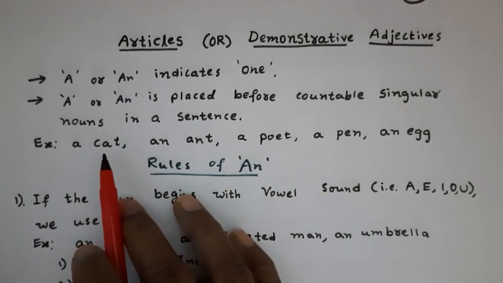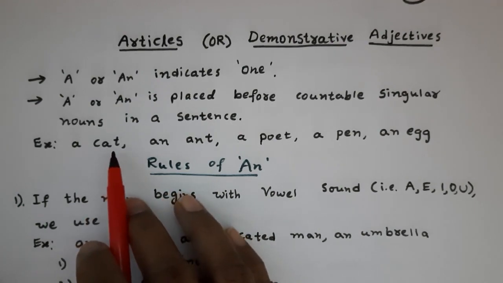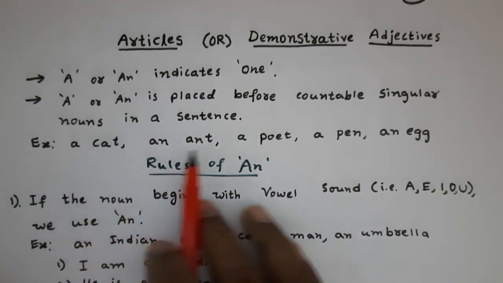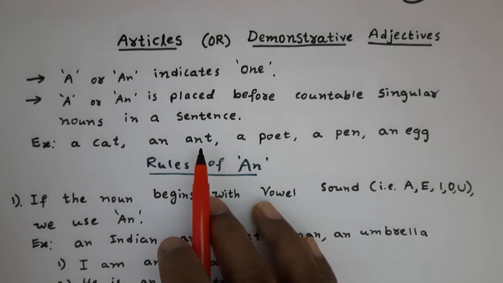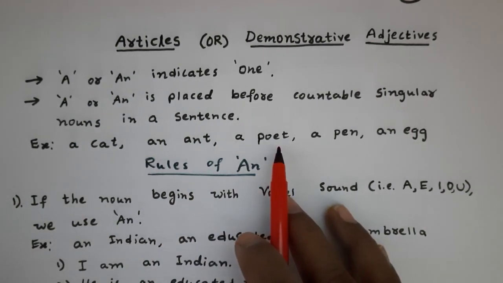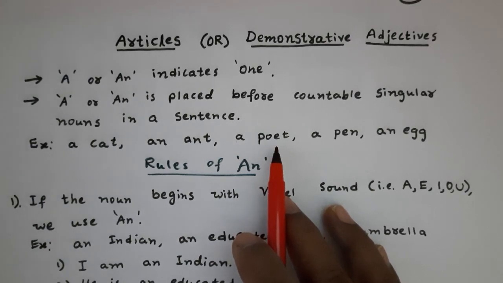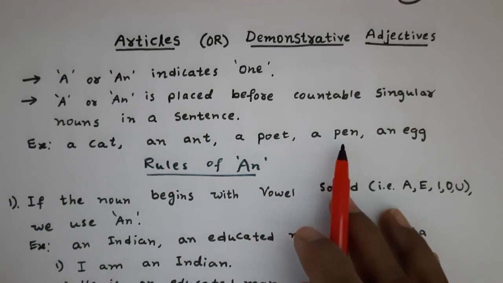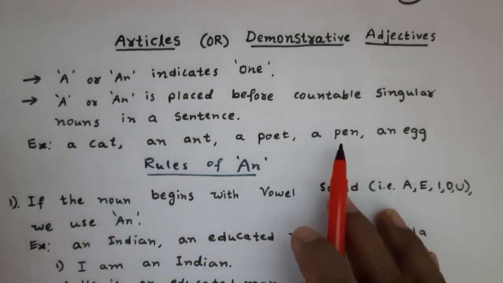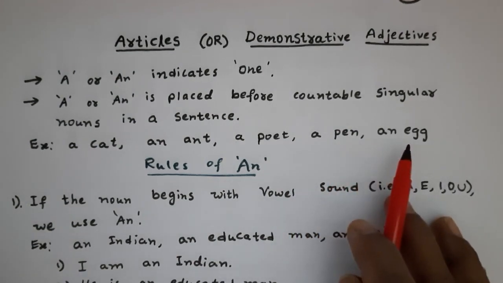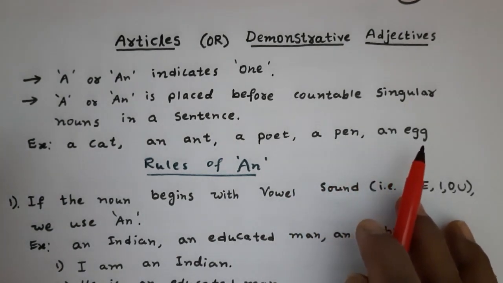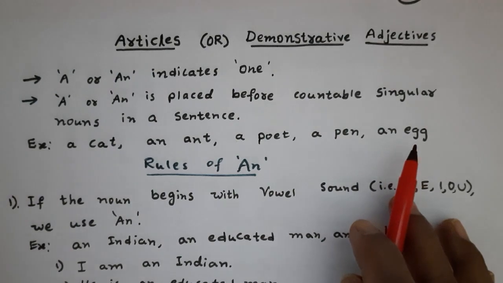Now you can observe here. Cat, we can count 1 cat, 2 cats. Ant, we can count 1 ant, 2 ants, like that. Poet, 1 poet, 2 poets we can count. Pen, 1 pen, 2 pens we can count. An egg, 1 egg, 2 eggs we can count.